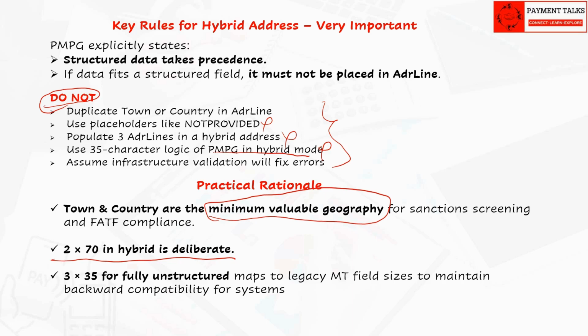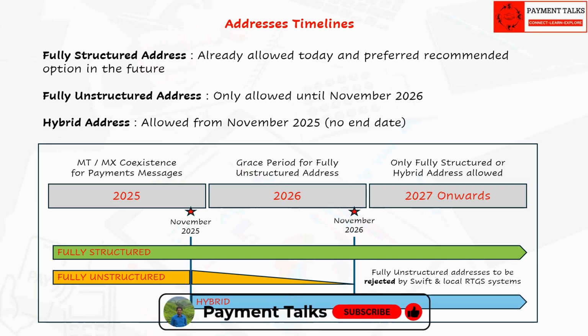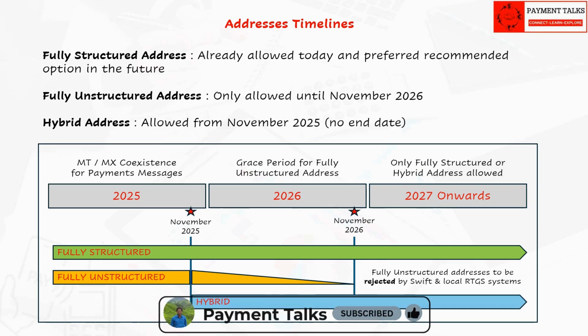3 occurrences of 35 characters for fully unstructured maps to legacy MT field sizes to maintain backward compatibility for systems that map MX to MT and avoid silent truncation in MT carriage. This is why the PMPG mapping guidance explicitly sets the 3 times 35 characters rule for downgrading to fully unstructured. Let us now look at the timelines to be observed for these address formats.